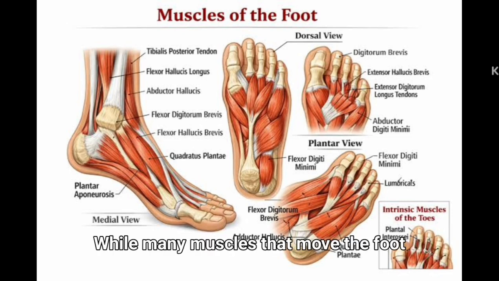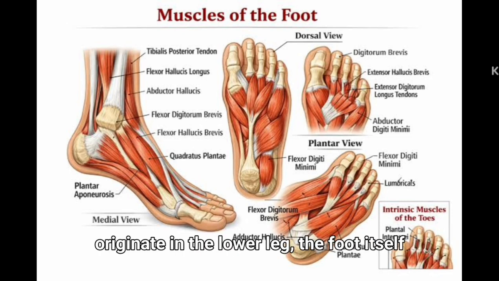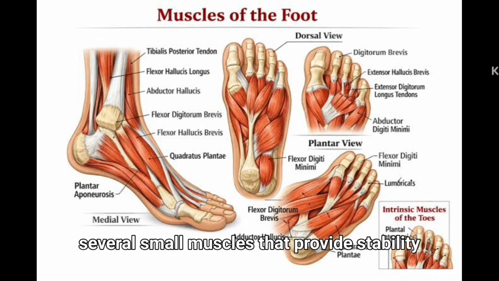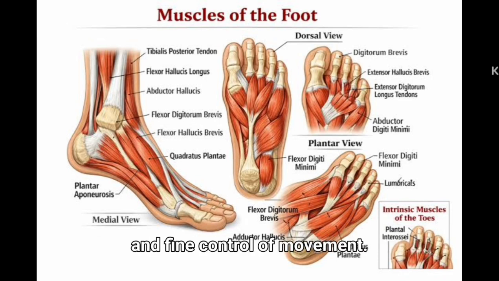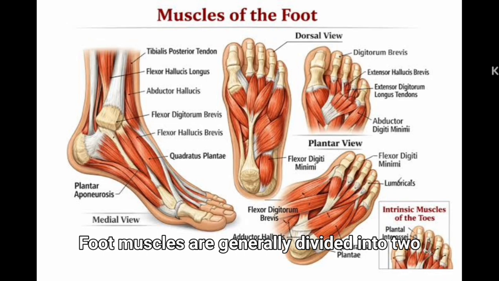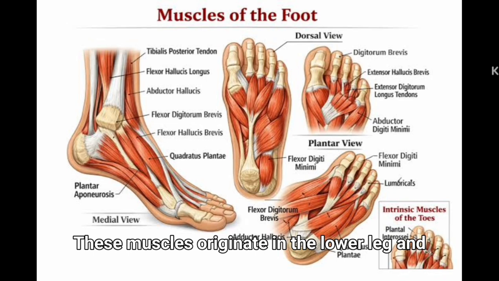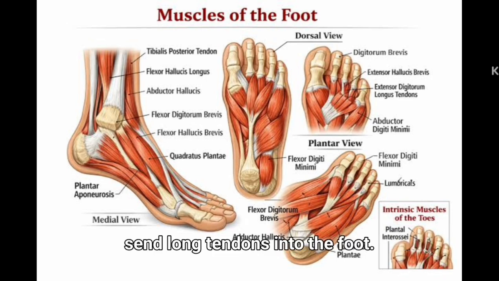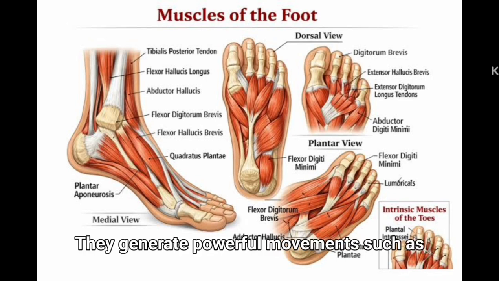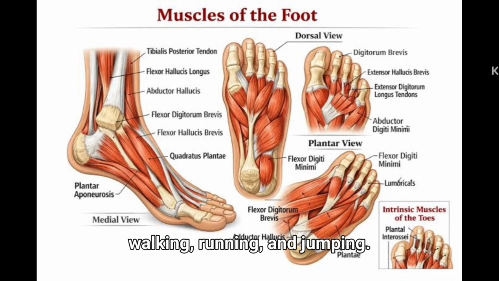While many muscles that move the foot originate in the lower leg, the foot itself also contains several small muscles that provide stability and fine control of movement. Foot muscles are generally divided into two major groups. The first group is called the extrinsic muscles. These muscles originate in the lower leg and send long tendons into the foot. They generate powerful movements such as walking, running, and jumping.